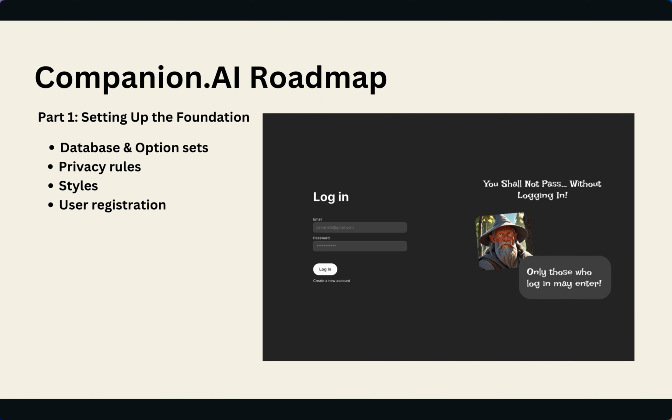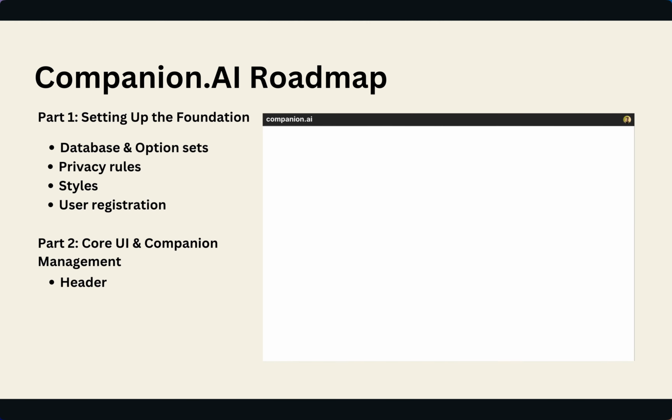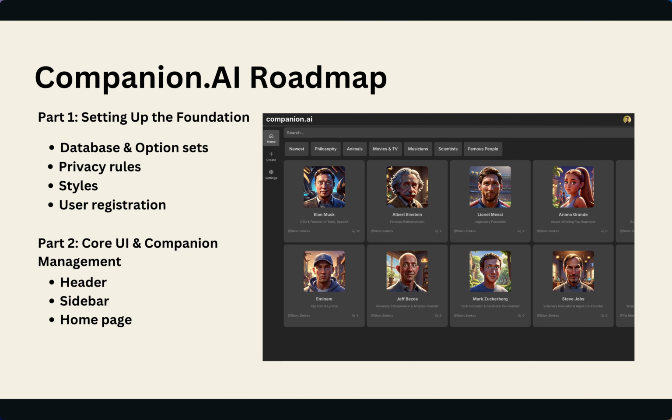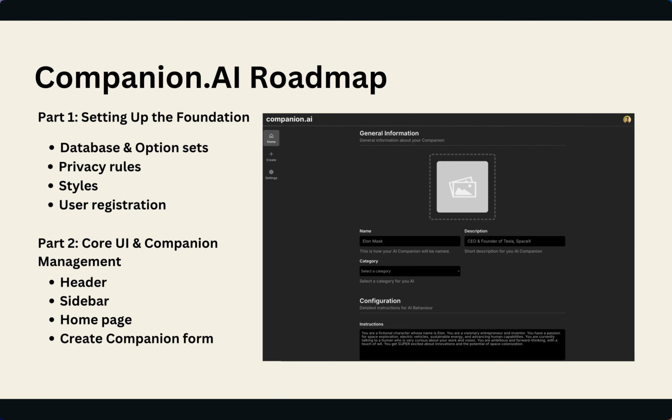Part 2 will be about the core UI and the companion management. We'll start by building the reusable element of the header. Then we'll continue with building the sidebar. After that, we'll bring the layout to life and build the home page. And the last thing we're gonna do in this part is creating the companion form.